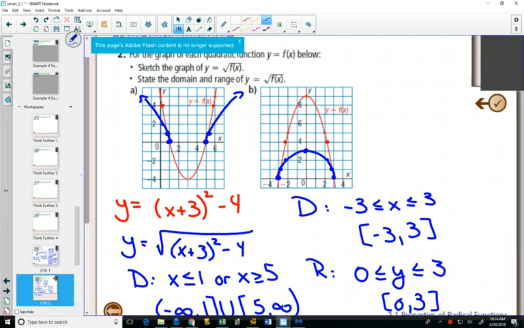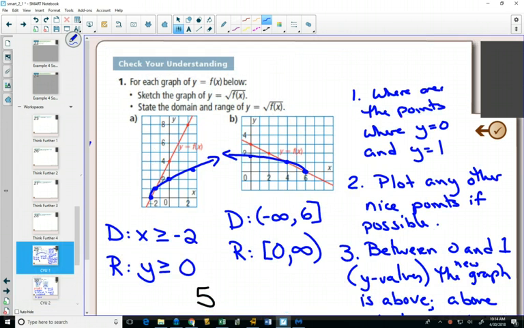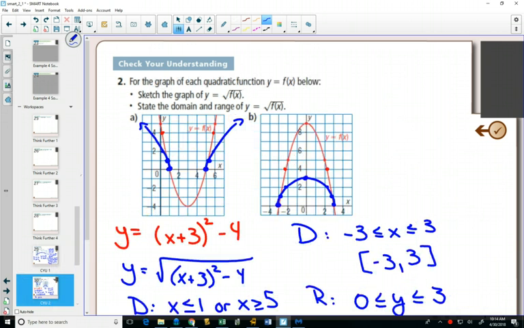The important thing to realize is these steps that we wrote out when we did lines: find out where your points are, y is equal to 0, plot any other nice points. Between 0 and 1, your new graph is above. When your y values are bigger than 1, your new graph will be below. Those steps stay the same if you have a parabola. And they're going to stay the same if you have an x cubed graph or any graph. And in fact, that is how we're going to graph any square root graph.